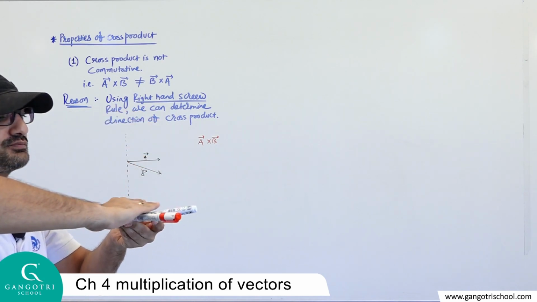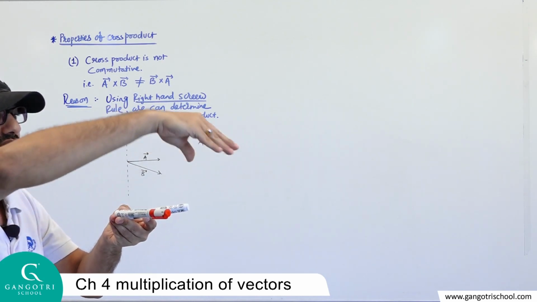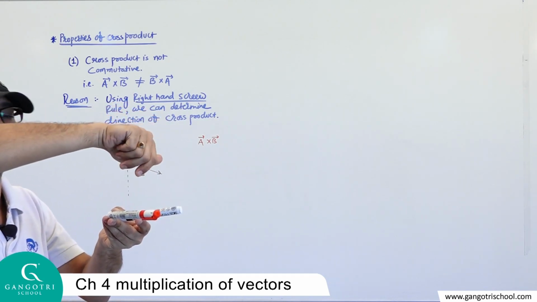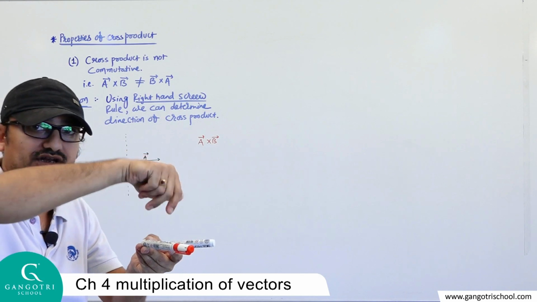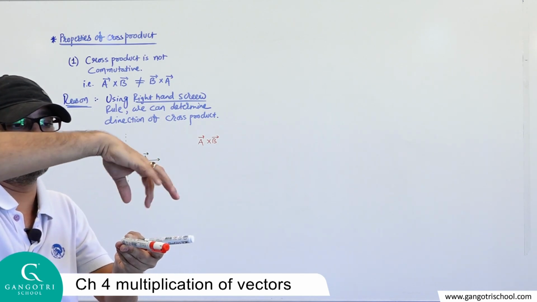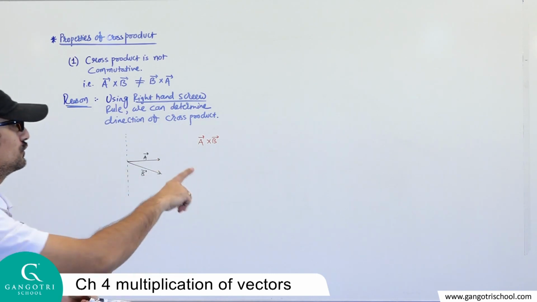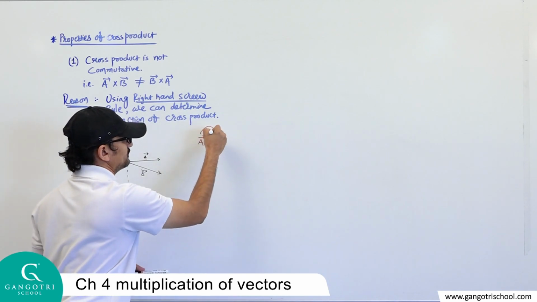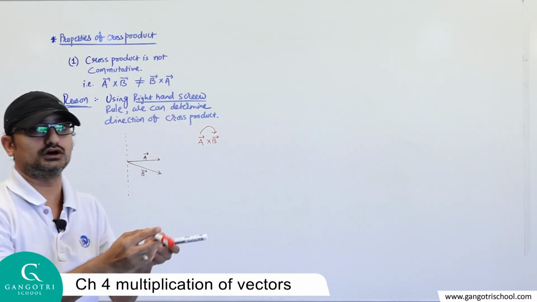This is the plane on which both the vectors are lying. Take the screw in your right hand. Now rotate the screw. But the question is, rotate the screw in which direction? We can rotate the screw in both ways, like that or like that. If you want to find the direction of a cross b, then rotate the screw from a to b.